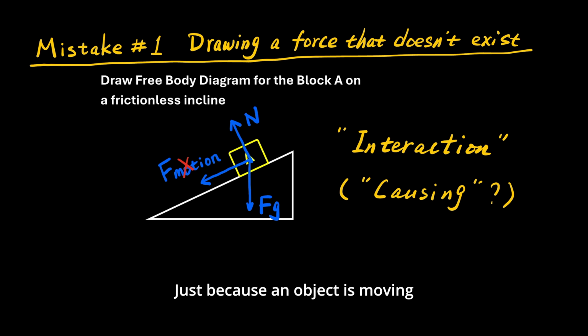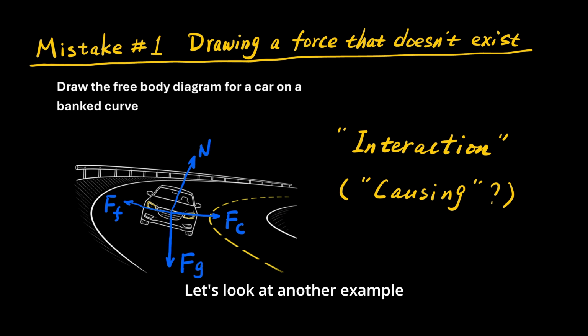Just because an object is moving doesn't mean there's a force in the direction of motion. Motion tells you what the object is doing. It doesn't tell you what forces are acting on it. So never draw a motion force on the diagram. Let's look at another example. Take a look at this free body diagram. Can you spot the mistake this time?